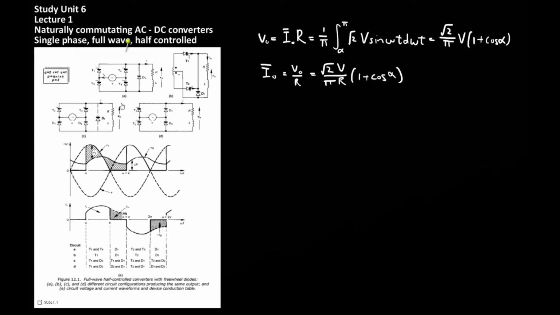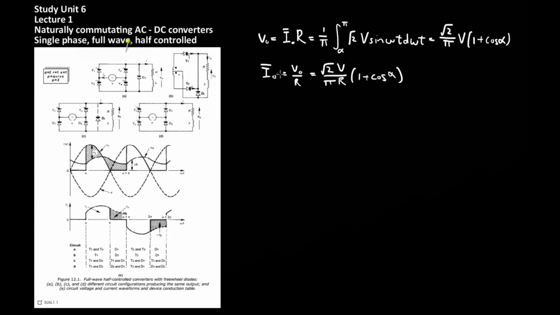For these examples here, the loads are all RL loads. In other words, there is an inductive and a resistive element in the load only. For these types of loads, the output voltage is the mean output current multiplied by R, and this is given by 1 over pi multiplied by the integral from alpha to pi of the input source, and this is equal to root 2 over pi multiplied by the input voltage multiplied by 1 plus cos alpha, where alpha is the angle at which switching will occur. What's important to note here is that this output voltage is only a function of alpha and not the load.